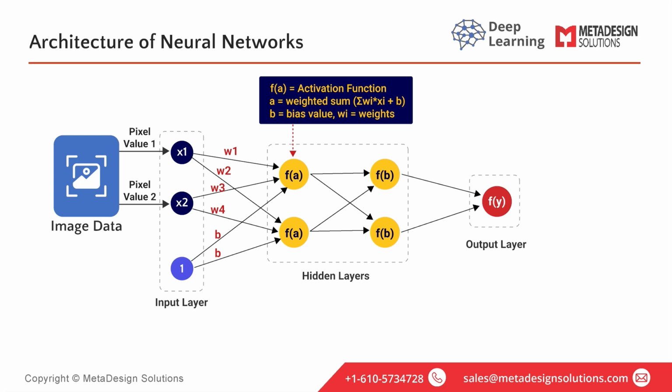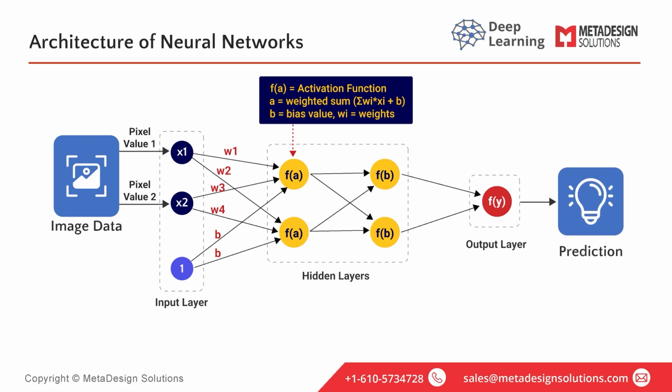A deep neural network can have multiple hidden layers. This is why it's called deep learning. The more layers a network has, the more complex patterns it can learn, making deep learning effective for tasks like image recognition, speech processing, and language translation.